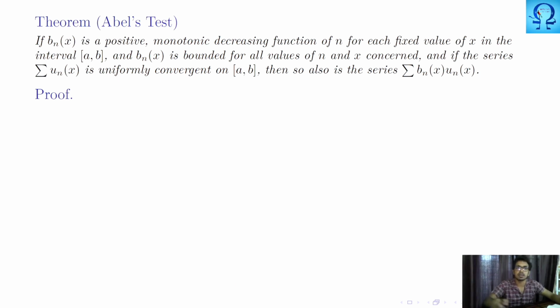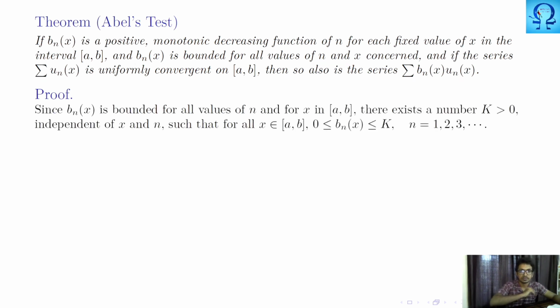Next we are about to discuss something called Abel's test, that is, if b_n(x) is a positive monotonically decreasing function for each fixed value of x in some interval, and this function is bounded for all values of n and the concerned x, and we have a uniformly convergent series summation u_n(x), then when we multiply the corresponding terms of b_n(x) and u_n(x) and form a new series summation b_n(x) u_n(x), that will also be uniformly convergent. That is what we need to prove.